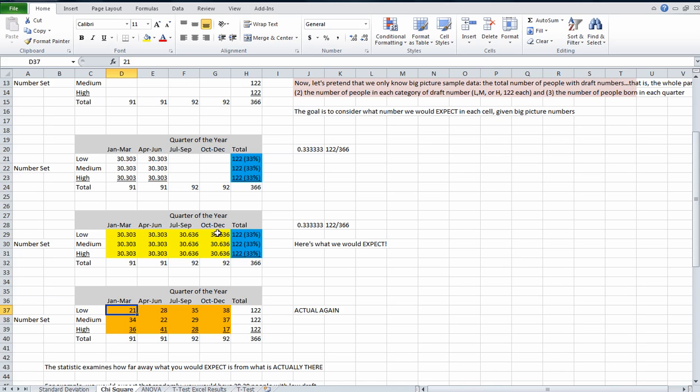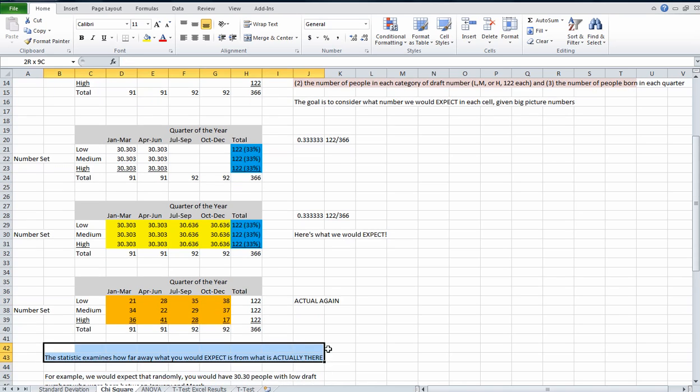On the flip side, for the people who were born between October and December, we would have expected that 30 of them would have had low numbers. What we actually got was 38. So it seems like there might be a difference. This statistic examines how far away what you would expect is from what is actually there.